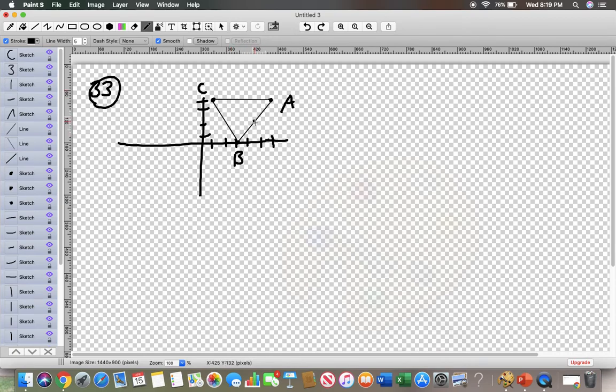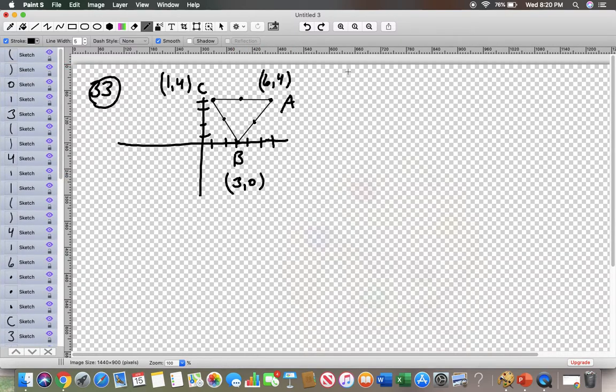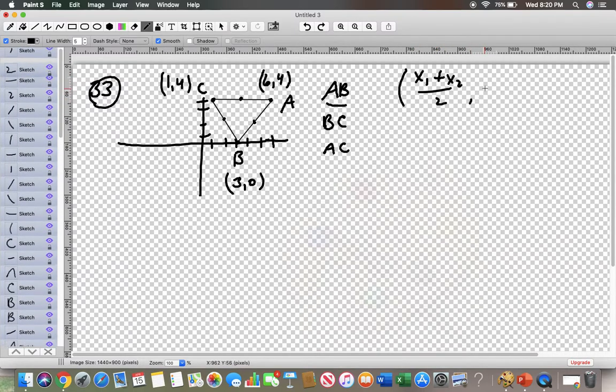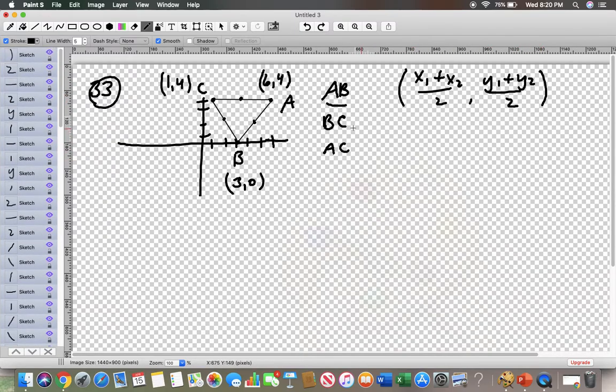So I want to find the midpoint between A and B, A and C, and B and C. I'll need to know the points here, the coordinates. So A was 6, 4, C was 1, 4, and B was 3, 0. So I need the midpoint for AB, BC, and AC. So I'm going to use my formulas here. Let's find AB first of all. I've got x sub 1 plus x sub 2 all over 2. And then y sub 1 plus y sub 2 all over 2 as well. Let's plug in our values.